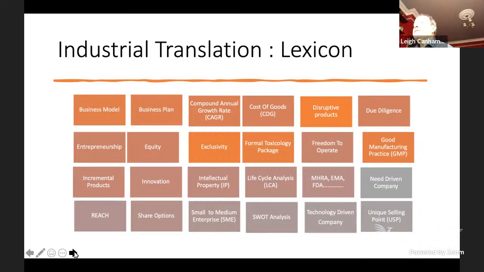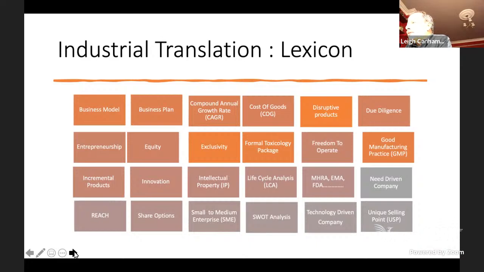What do I mean by a unique selling point? Literally, it's something which makes that particular nanostructure unique, in the sense that it has a function which is difficult to achieve with other materials. That's quite rare. There are so many materials out there that unique selling points are quite rare.